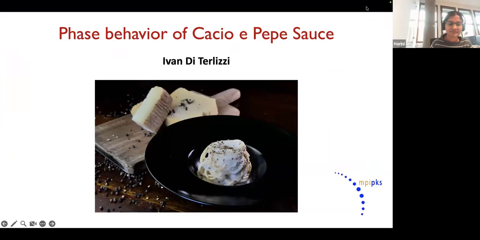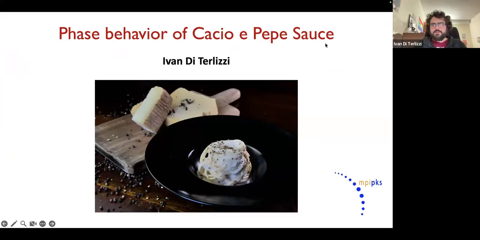Okay, great. Thank you all for the enthusiasm and for inviting me. As Arini anticipated, I'm going to talk about food today with a little bit of physics. The topic will be to study the phase behavior of a famous Italian dish called cacio e pepe. You can see it here. Can you see my pointer, right?